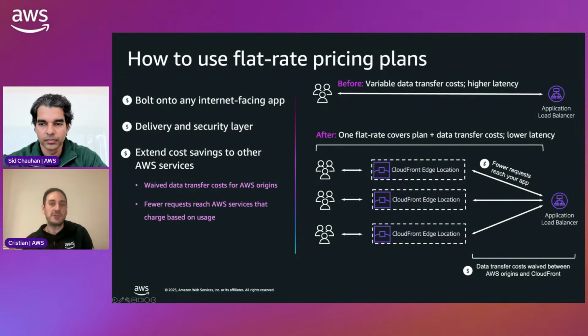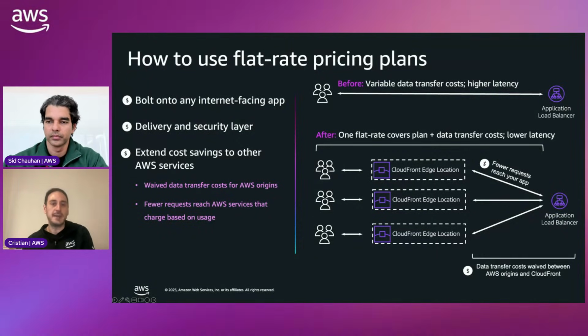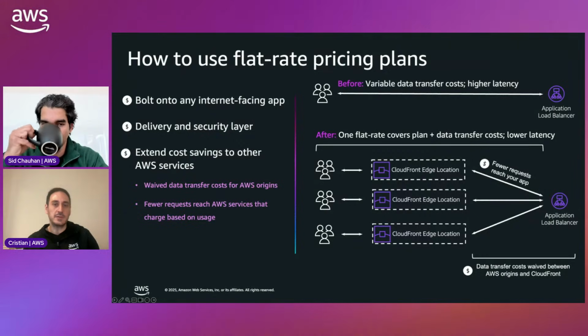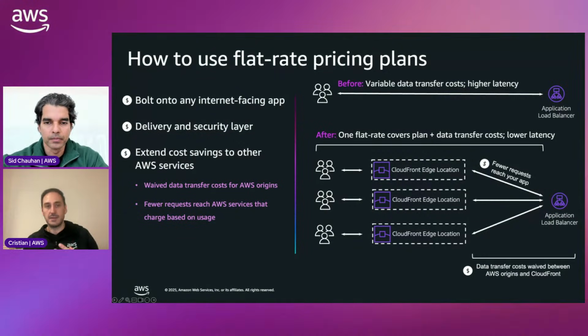So right now, if you're serving out of, let's just take ALB as an example. If you're serving out of ALB directly to the internet, you're going to pay data transfer costs out of that ALB. The costs are going to be variable, right? It's going to be on a pay-as-you-go basis.